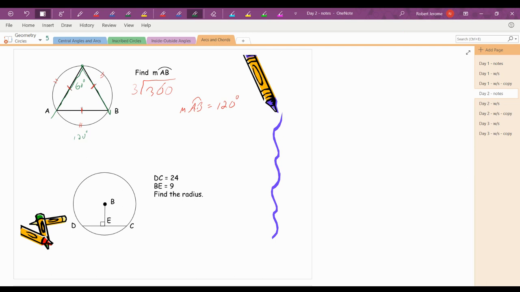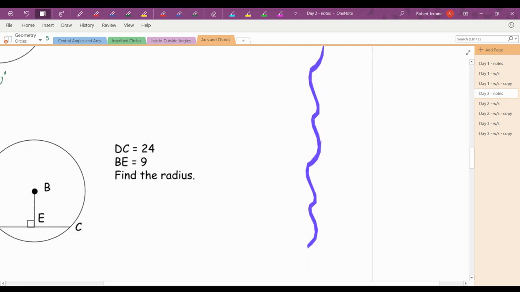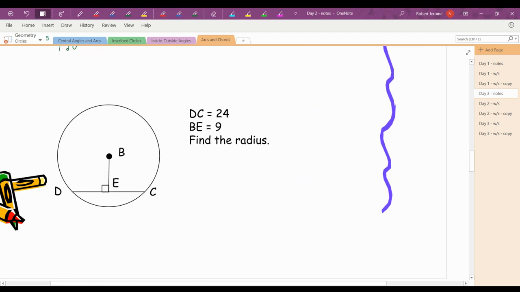Now let's transition that into today's work. Looking at the next question, I'm just going to blow this up a little bit. So let's see what we have. DC is 24. But I want you to notice BE right here, that's a part of a radius or a part of a diameter. Since it's perpendicular, it bisects the chord. So the whole chord is 24, but this piece is 12 and this piece is 12.